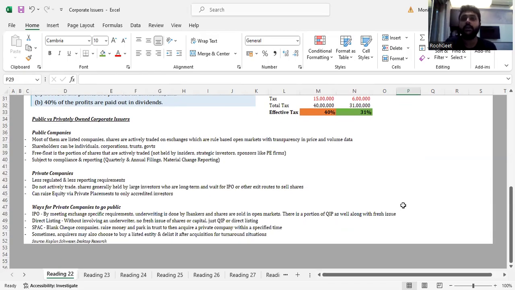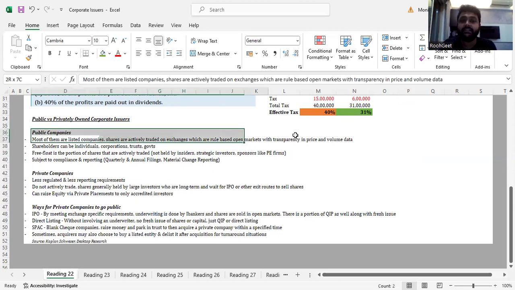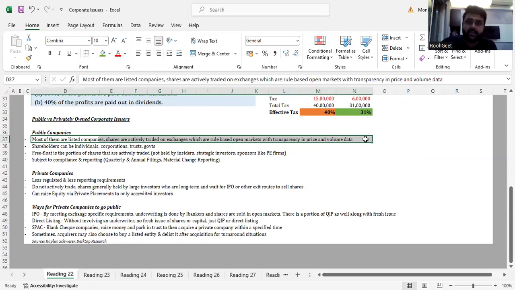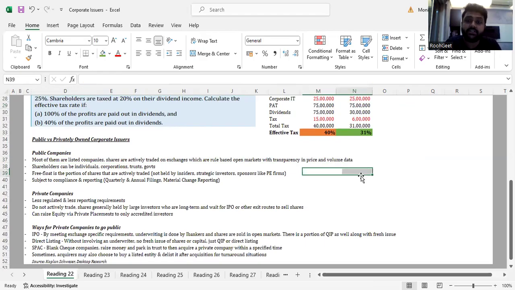These are listed stocks. Okay? Volume data is also presented. So these are basically like Reliance, Infosys, TCS, Dabur, HUL, whatnot. Correct? Shareholders can be individuals, corporations, trusts, government. Okay? Let's say Reliance. In Reliance, shareholders can be myself, can be our government who can buy a stake, can be another company who is holding 2, 3, 4, 5% stake, and can also be other trusts. Correct? Let's say NGOs or any other trust formed for any other purpose. They can also be there.